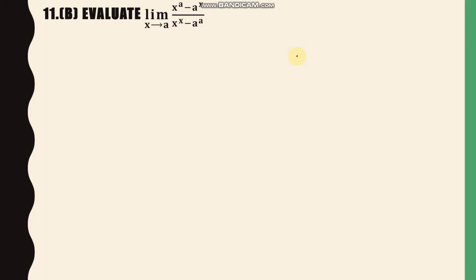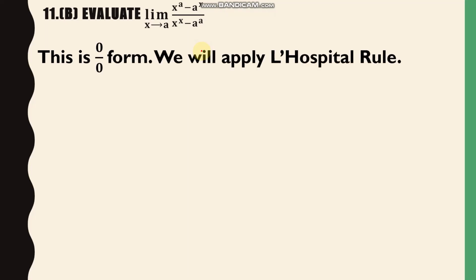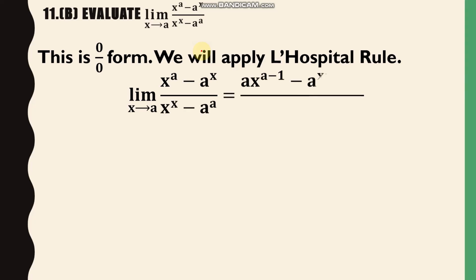Now 11th question B part, limit x tending to a, (x to the power a minus a to the power x) upon (x to the power x minus a to the power a). You can see this is a 0 upon 0 form. When you put x equal to a, it will be 0 upon 0 form. So we have to solve it by L'Hopital rule. We'll apply L'Hopital rule here. So just take the derivative in numerator and denominator also.